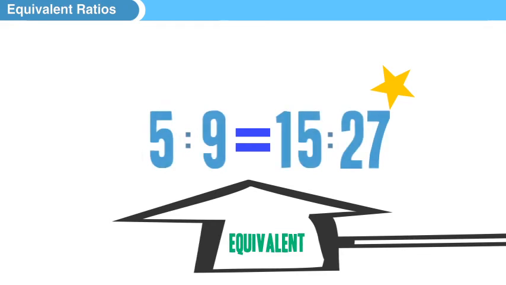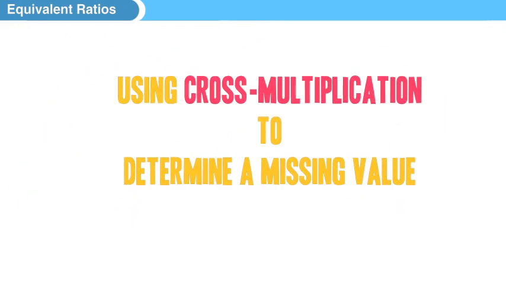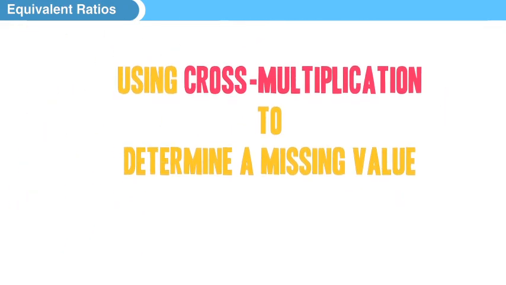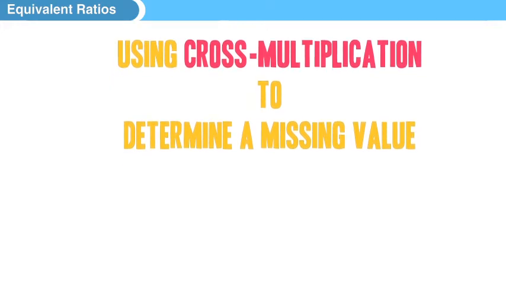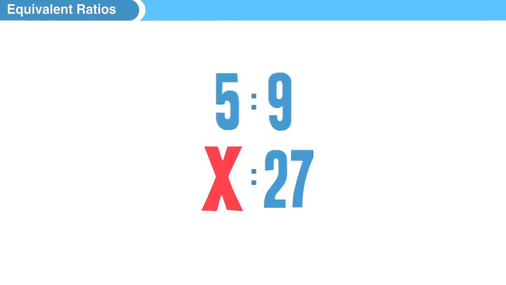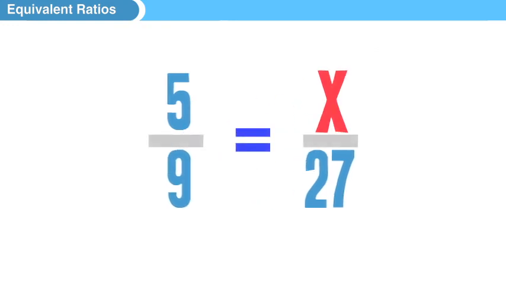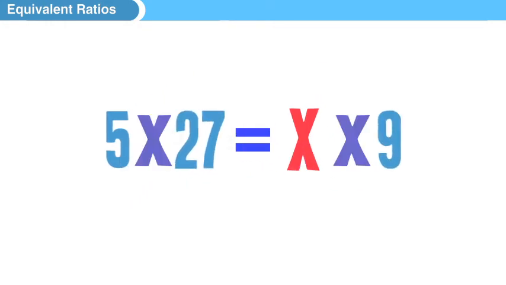What I love about cross multiplication is that it can be used to determine a missing value. We go through the same process, only this time with a variable in place of one of the values. We multiply the numerator of each ratio by the denominator of the other ratio. We find the cross products, and then solve for x.